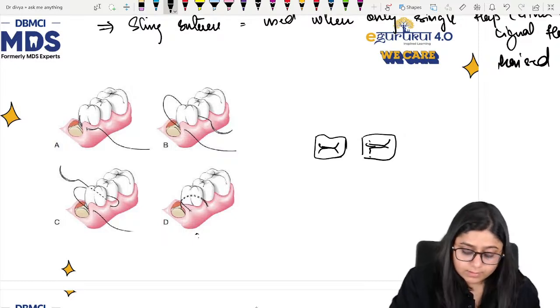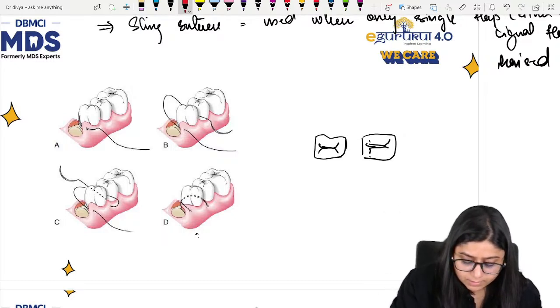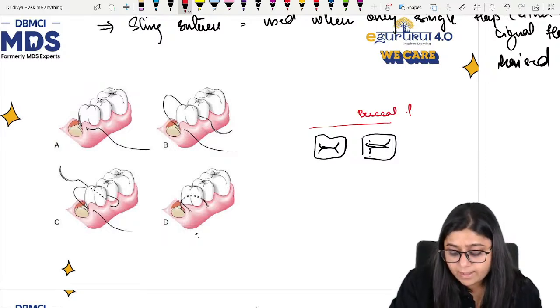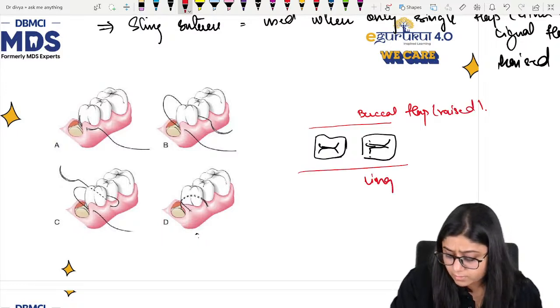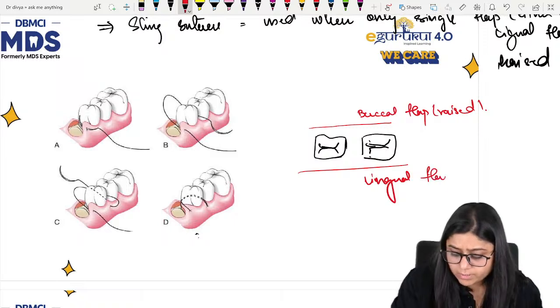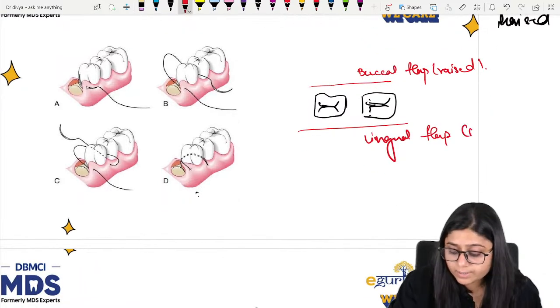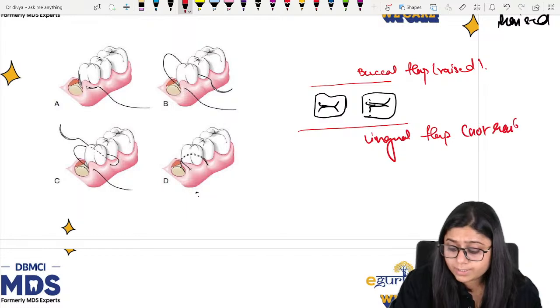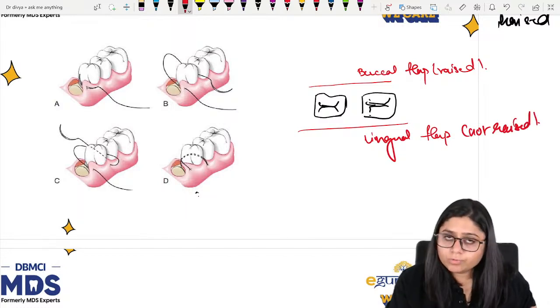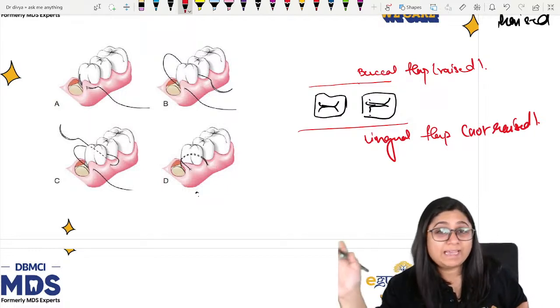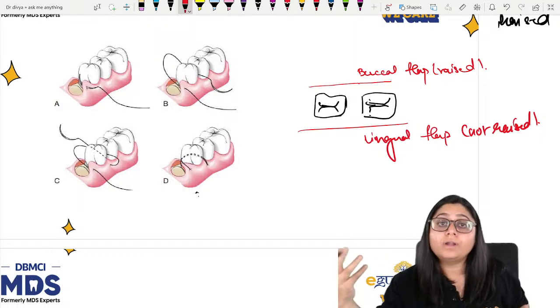here there is a buccal flap that is raised, and this is the lingual flap which is not raised, so it is intact. What we need to do is definitely suture the buccal flap. We need not do any extra injury to the flap which we have not raised.